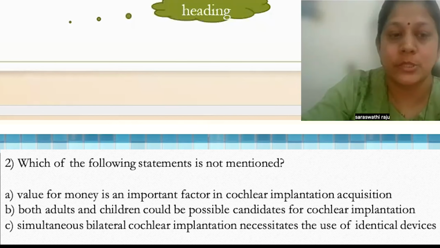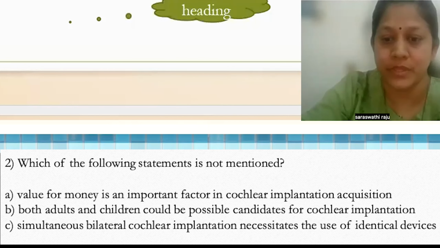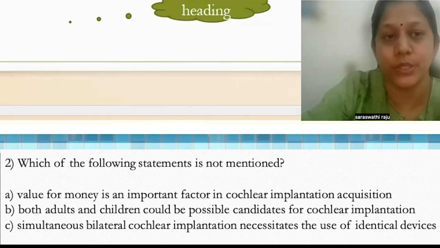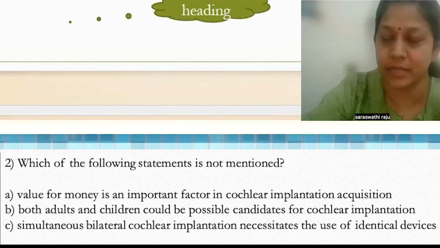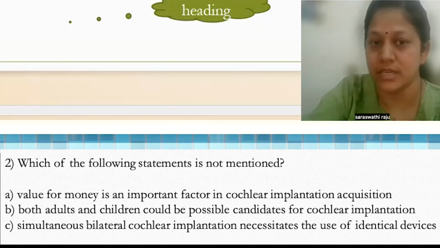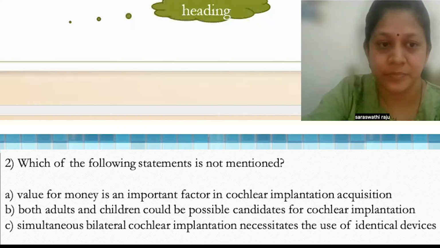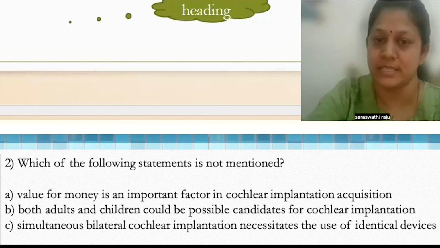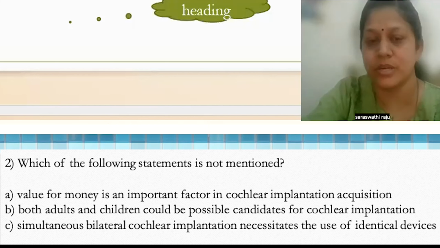In answer option A, we can mark there, value for money is an important factor. This text is going to talk about the cochlear implantation recommendations. So here, in the first option, value for money is the keyword. Is that clear? Next, option B is both adults and children could be possible candidates. They are telling "could be possible candidates". They didn't say "must". They said possible.